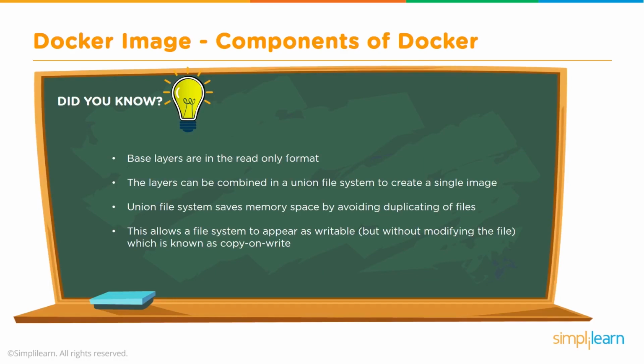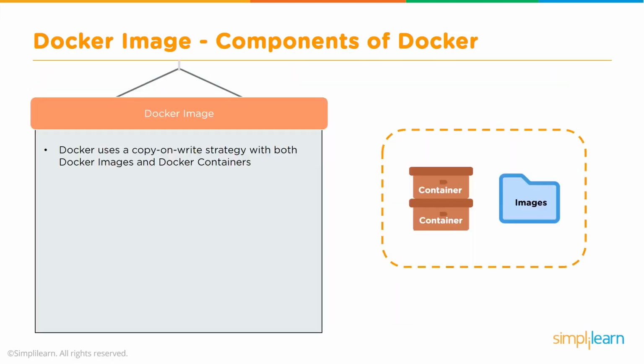The base layers are in read-only format. The layers can be combined in a union file system to create a single image. The union file system saves memory space by avoiding duplication of files. And this allows a file system to appear as writable but without modifying the file, which is known as copy on write.